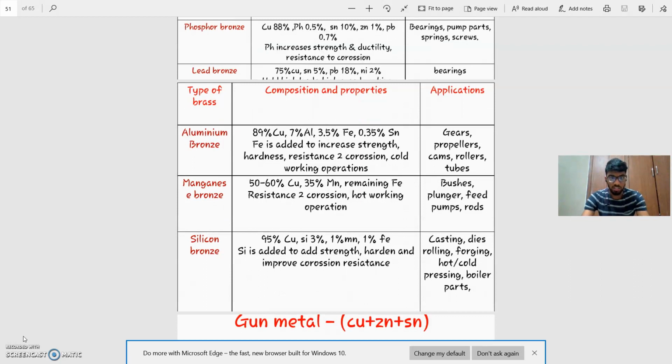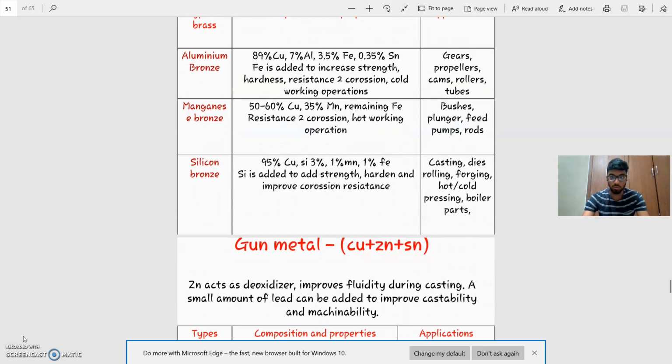Aluminium bronze. 89% copper, 7% aluminium, 3.5% Fe, 0.35% tin. Fe is added to increase strength, hardness, resistance to corrosion, and for cold working operations. Applications are gears, propellers, cams, rollers, tubes, etc.